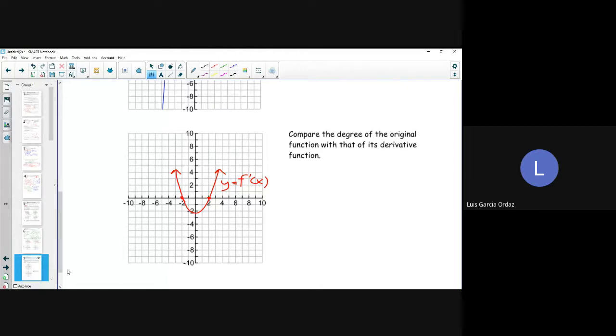So f of x is equal to x to the power of 3. F prime of that, or the derivative, would be 3x squared. Okay? And if you were to find the next derivative, it would be 6x, and then the derivative of that would be just 6. But we'll get to that at a later point in time.